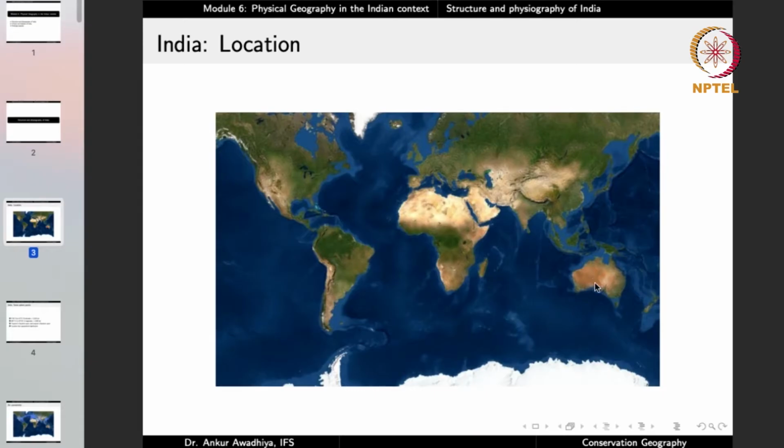Essentially, if ships have to move from this place to Africa, then they typically take a route like this. This portion is the Indian Ocean. The country India is located on top of, or in the north of, the Indian Ocean. Here we have the Arabian Sea, and this is the Bay of Bengal.